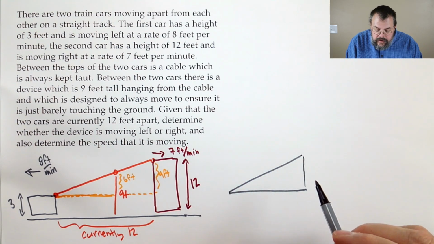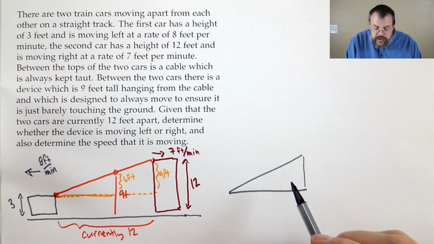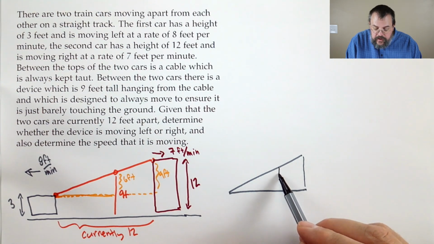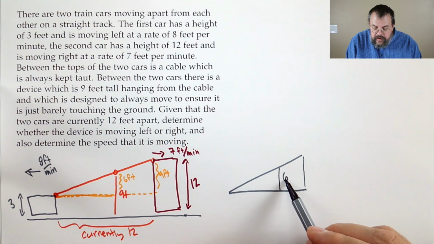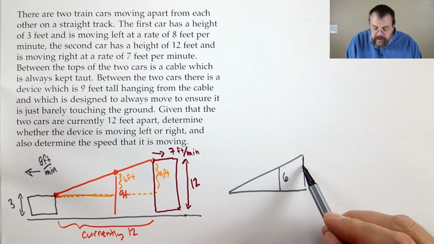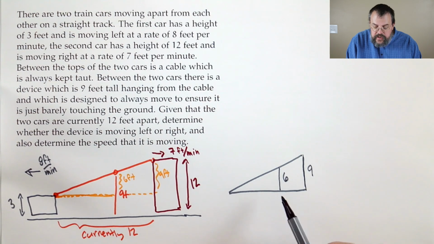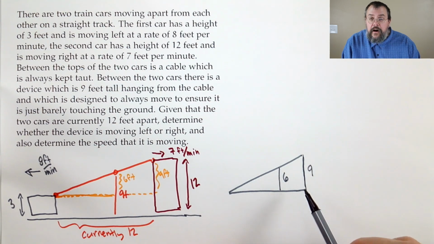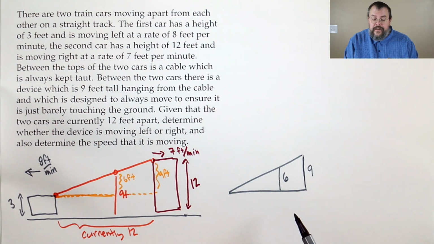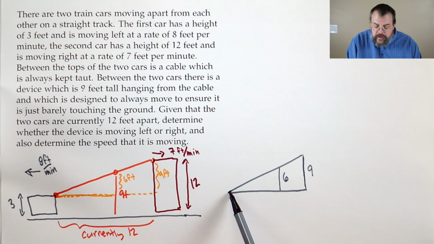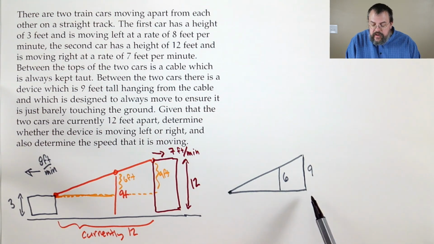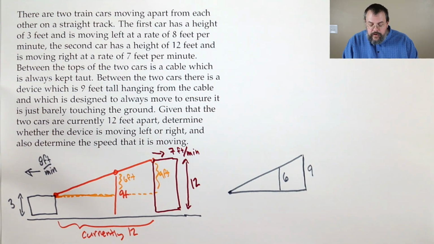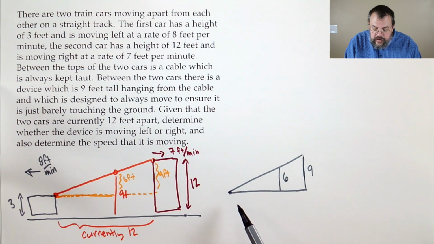Now, the good news is certain things don't change. So this height of 6, that doesn't change. This height of 9, that doesn't change. This is based on the height of the device. This is based on the height of the second car, the second train car. What is changing are the distances here. So we have these distances.